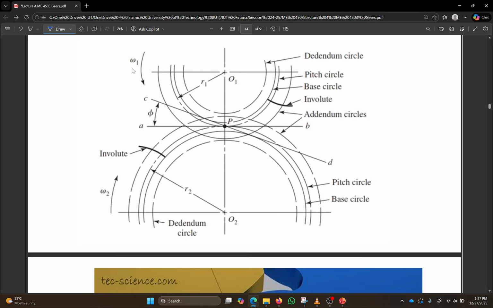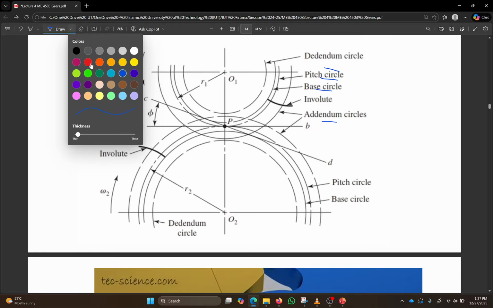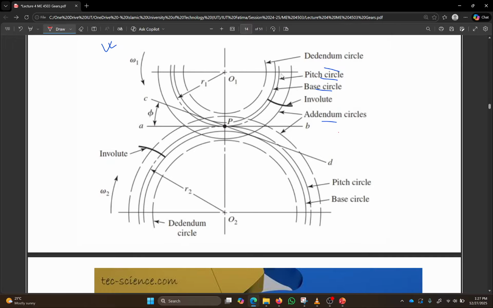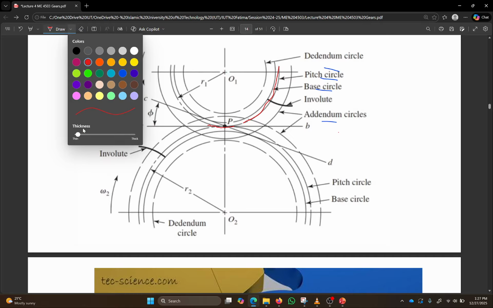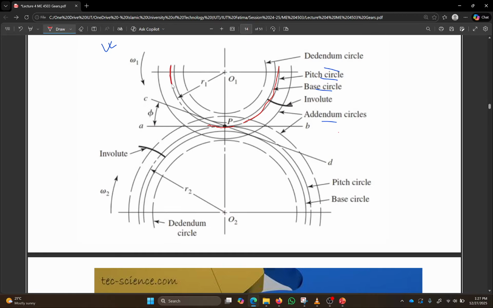This is the same figure where again there is a dedendum circle, there is a pitch circle, there is a base circle, there is an addendum circle, and everything. So I will only recolor the base circle and the pitch circle. So where is the pitch circle? This is the pitch circle. Okay, over here, this one is a pitch circle. Let's increase the thickness a little bit. It's easier to follow this.